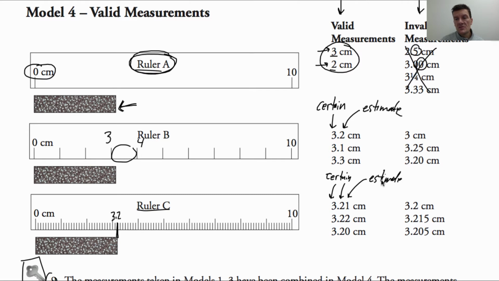Okay? In fact, you need to estimate. You're encouraged to estimate. Some people are going to have 1, 2, or 0 in that hundredths place, and that's okay. But you can't estimate out to the nearest thousandth. You don't have that precision with this ruler. That is invalid. Nor would you only estimate to the nearest tenth. You are required to estimate one digit past the certain digits.